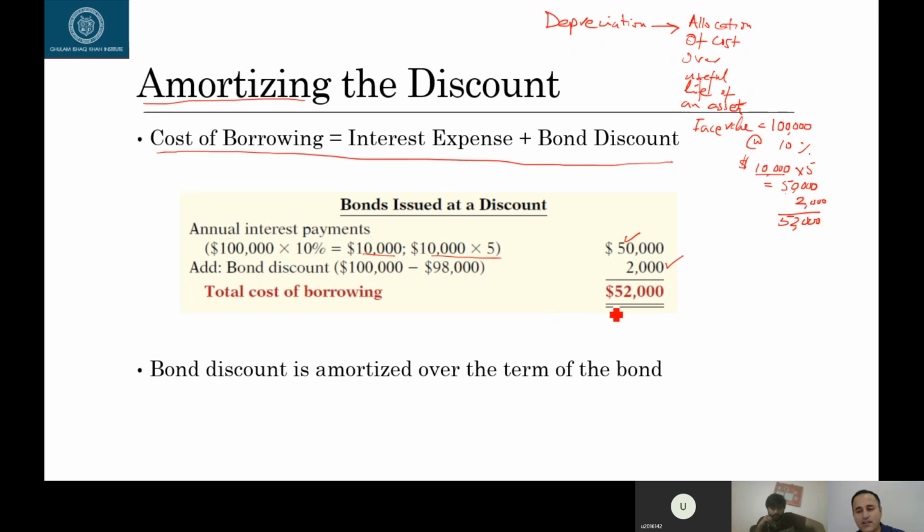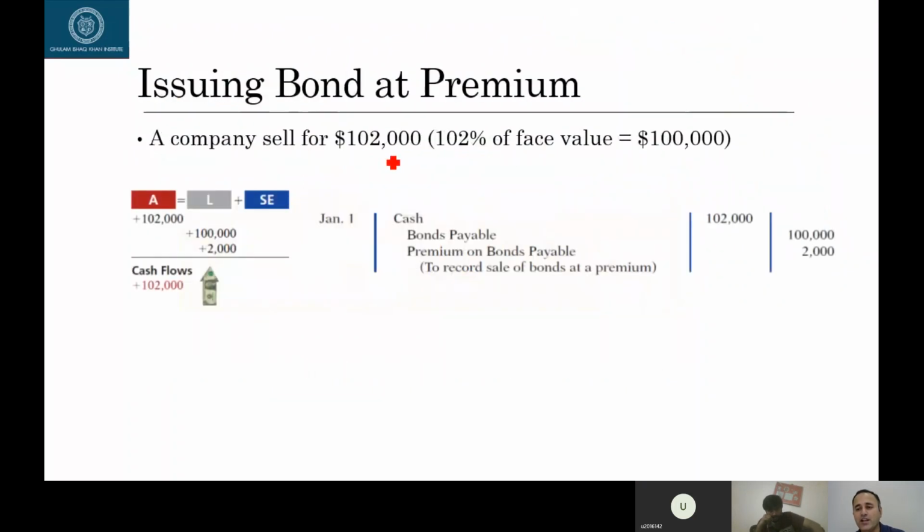Now you have to allocate these $52,000 over a period of 5 years, and that is called the process of amortization. You're actually allocating the interest expense, or the cost of borrowing to be precise, over the period of the bond's maturity. So if it's a 10 years bond, you allocate it over a period of 10 years.